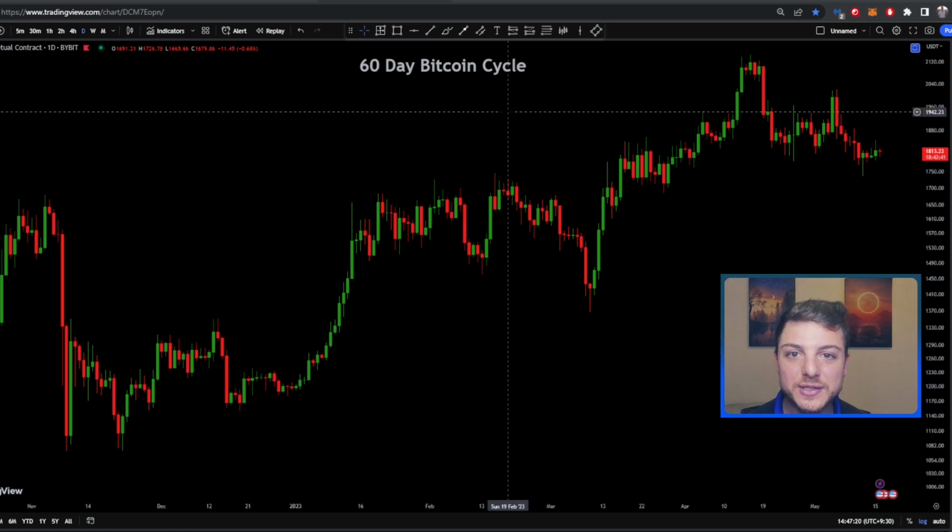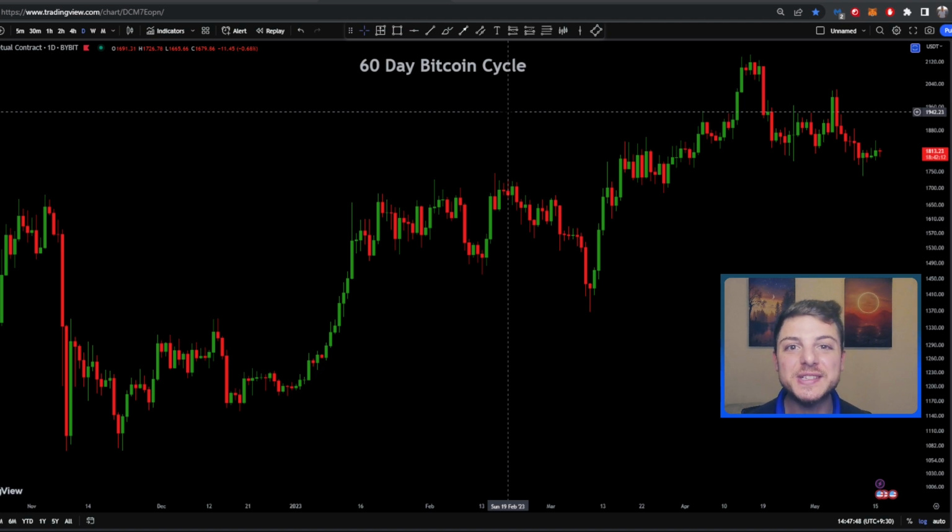The 60-day Bitcoin cycle is used to determine the highs and the lows of Bitcoin, and you can use this into the future to determine where the price is going to go and how it's going to travel there. You can even use this 60-day cycle in stocks, Forex, basically every trading asset has this 60-day cycle.